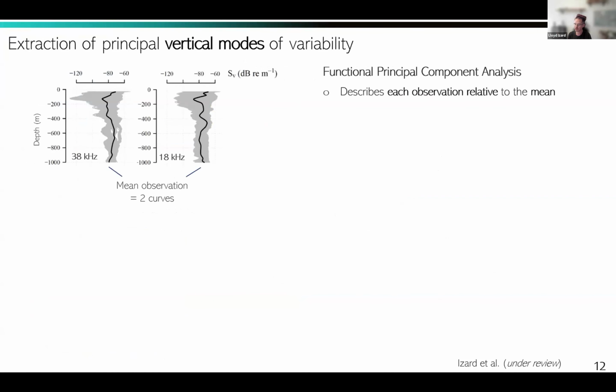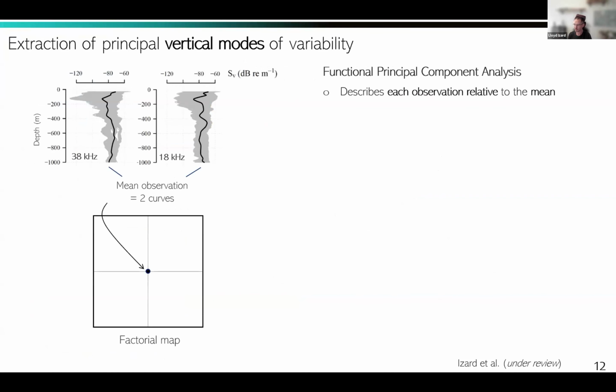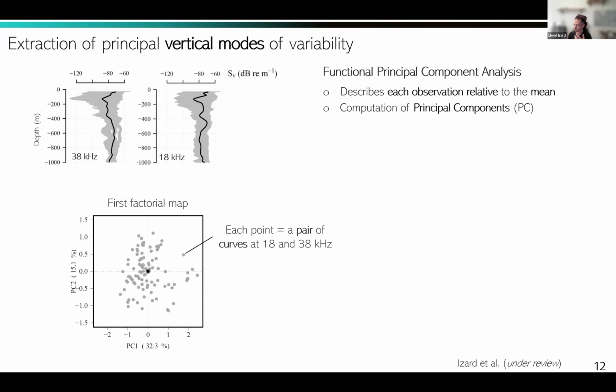And here the mean observation is 2 curves, 1 for each of the frequencies. We will just place this mean observation on a factorial map, and it will serve as reference for the other observations. So we can project these observations by computing their principal components. And here each of these points is 1 observation, which means it's a pair of curves at 18 and 38 kilohertz simultaneously.